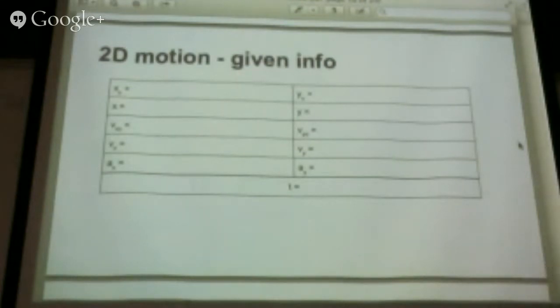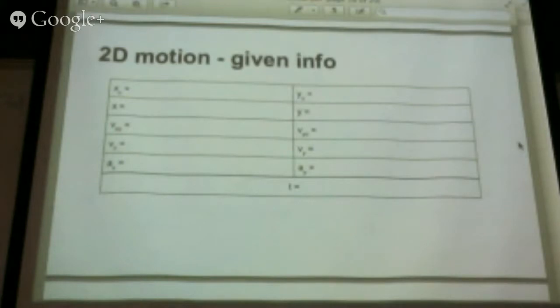Now the variables are the same for x and y, just all the x's get replaced with y's for subscripts or for the big letters. Your green sheets, your equation sheets, have all the equations listed with x variables, but you can just plug in y's instead, and they're still the same equations.